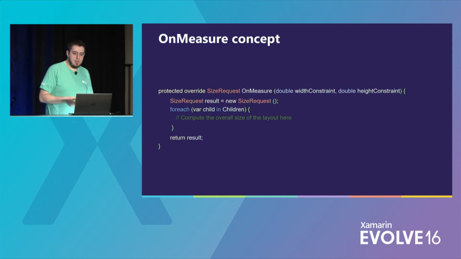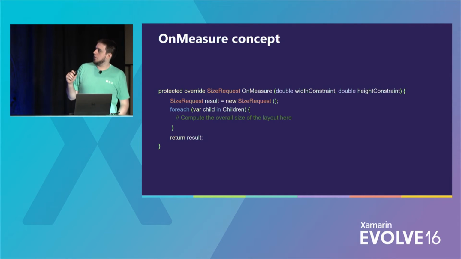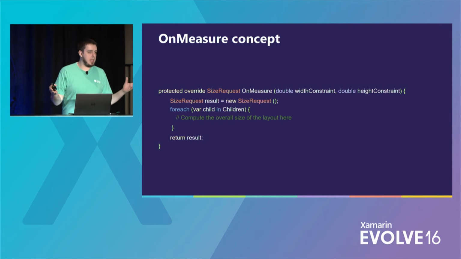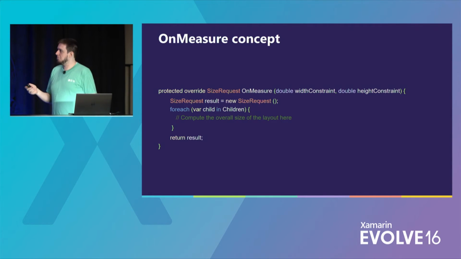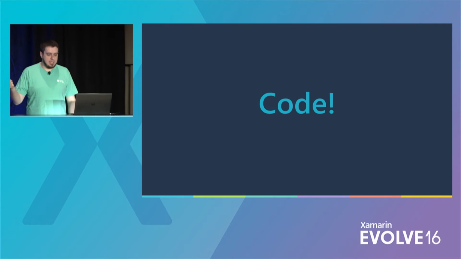This is kind of what our on measure call is going to look like. We're going to make up a size request here. We're going to loop over all the children, figure out kind of how big this layout needs to be, and then we're going to return this result. Simple concept. Back to code.